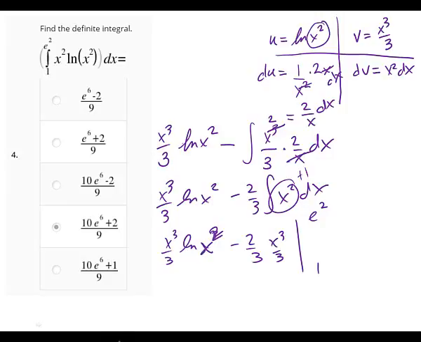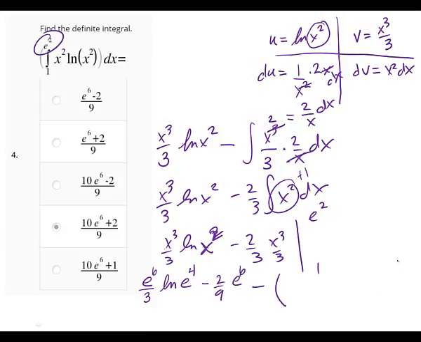Okay, let's put in our e and our 1. So I'm going to start by putting in my e. So what's e squared cubed? e to the 6th. You multiply your exponents, over 3. Natural log of e squared squared would be e to the fourth. How did I get that? It's the limit, plugging it in. Minus, and this is really 2/9, right? So I'm going to go with 2/9, and then e squared cubed again would be e to the sixth again.